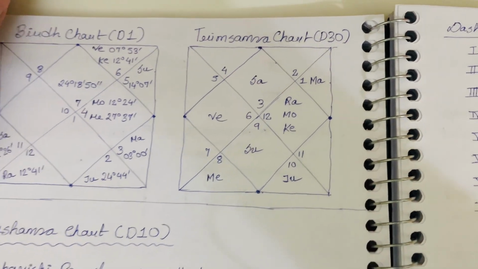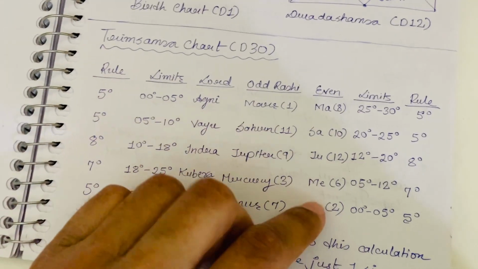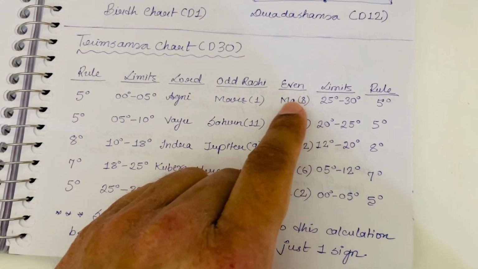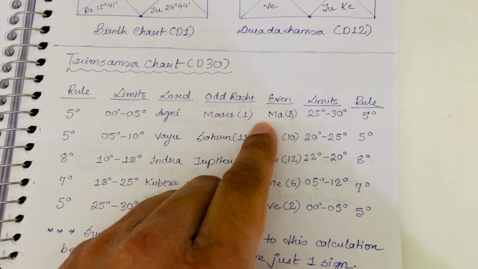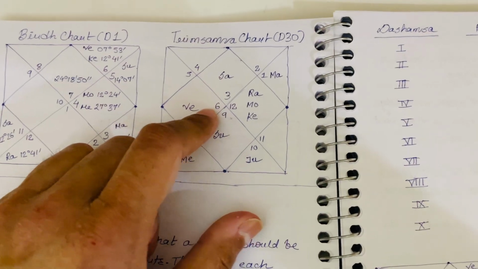In the Trimsamsa chart, Mercury's longitude is 27 degrees 37 minutes. That falls in this particular limit, which is ruled by Scorpio. So Mercury goes to the sign of Scorpio in the Trimsamsa chart.